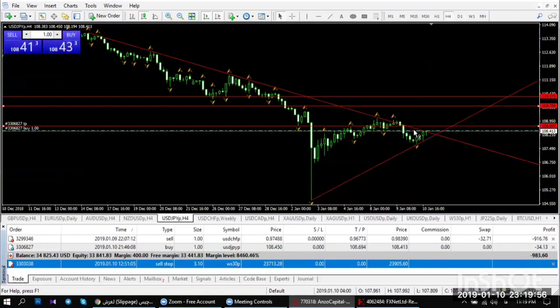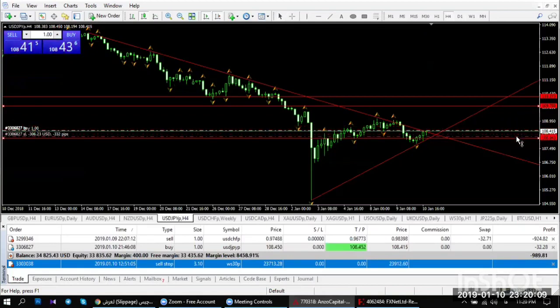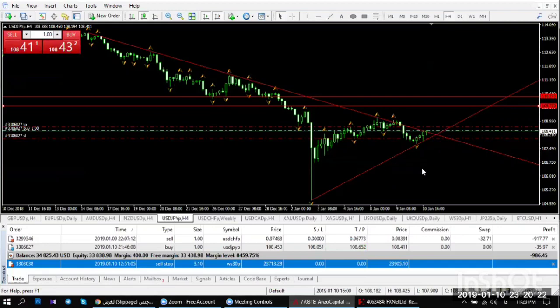You can just drag the red line and put it anywhere. You just move the take profit. Please wait a second. So that is your take profit. It's exactly right here. Okay.